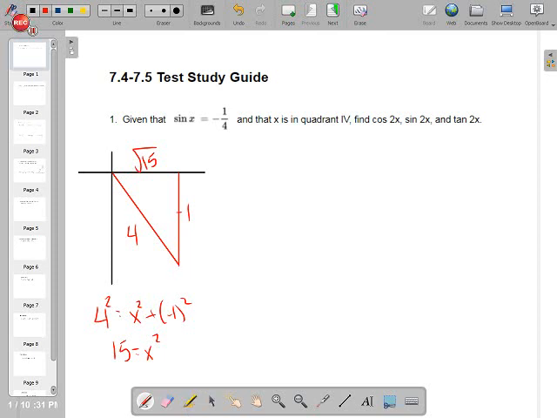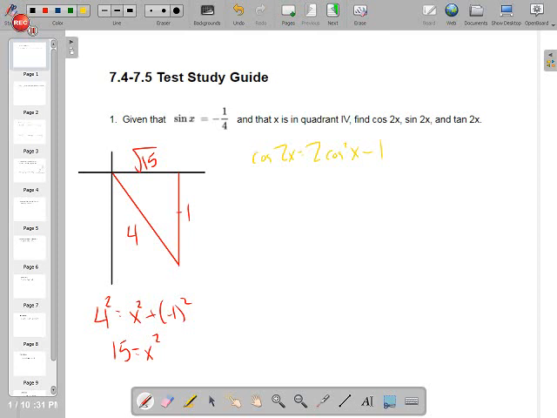The trick to this, though, is that when you're asked to find the cosine of 2x, the sine of 2x, and the tangent of 2x, you need to remember that that is an identity. So let's start off with the cosine. The cosine of 2x is 2 times cosine squared x minus 1. There's actually 3 different identities you can use. I just picked this one because that's the one I had memorized.